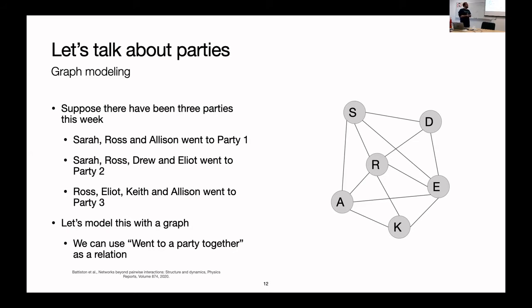And we have also some misleading things. Sarah and Ross were at a party together, but also Ross and Drew were at a party together, and Sarah and Drew at some point were at a party together. But we don't know if this triangle means that they were actually at the same party together, and we cannot recover this information from this graph. In fact, by having the original information, we know that the triangle doesn't mean that they went to the same party together.